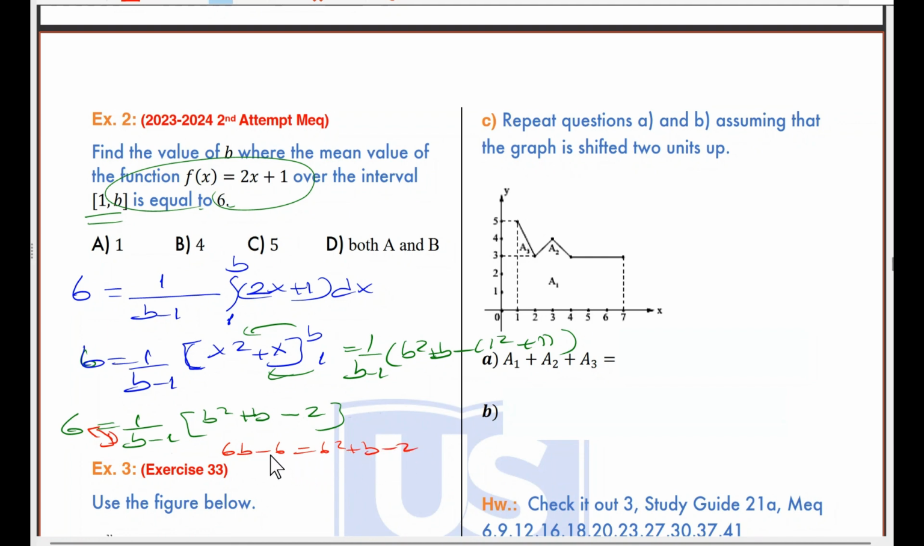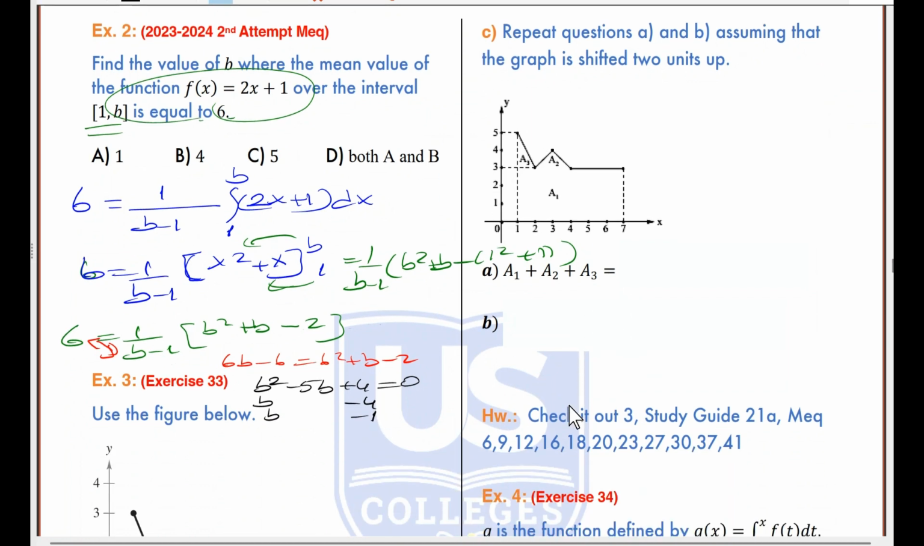Since it's a quadratic equation, let's bring everything to one side of the equation. Get 0 on the other side. b squared. 6b to the other side is going to make negative 5b. Negative 6 to the other side will make positive 6, minus 2, positive 4, which is 0. Now factorize b squared minus 5b plus 4. Negative 4, negative 1. Negative 4 times negative 1 makes 4. Negative 4 plus negative 1 also makes negative 5. So that's the correct factorization. It's going to be b minus 4, b minus 1 is equal to 0. So our b is 4 or 1.